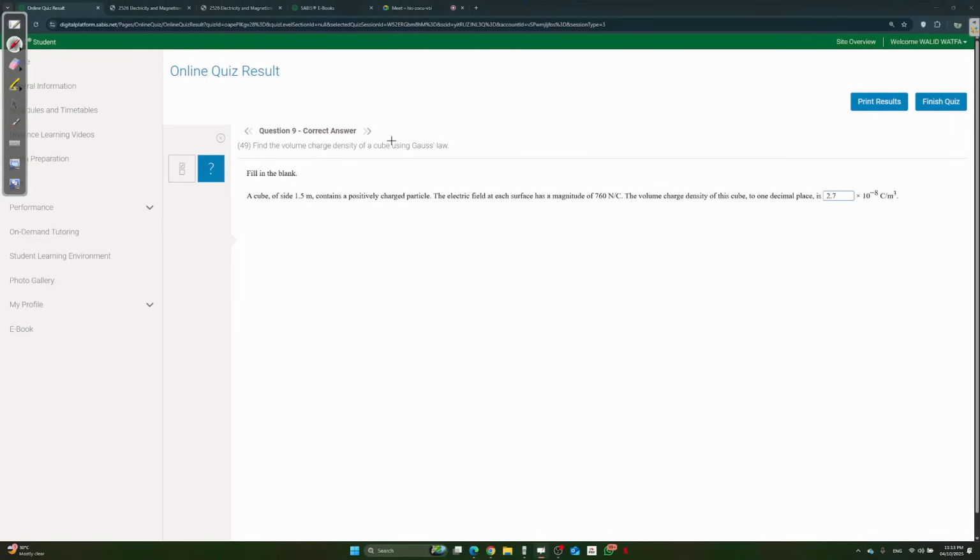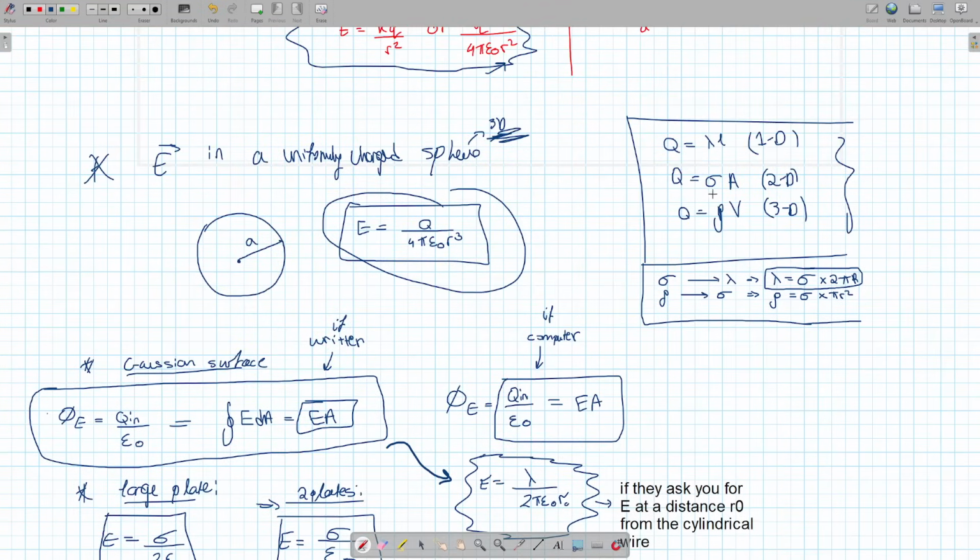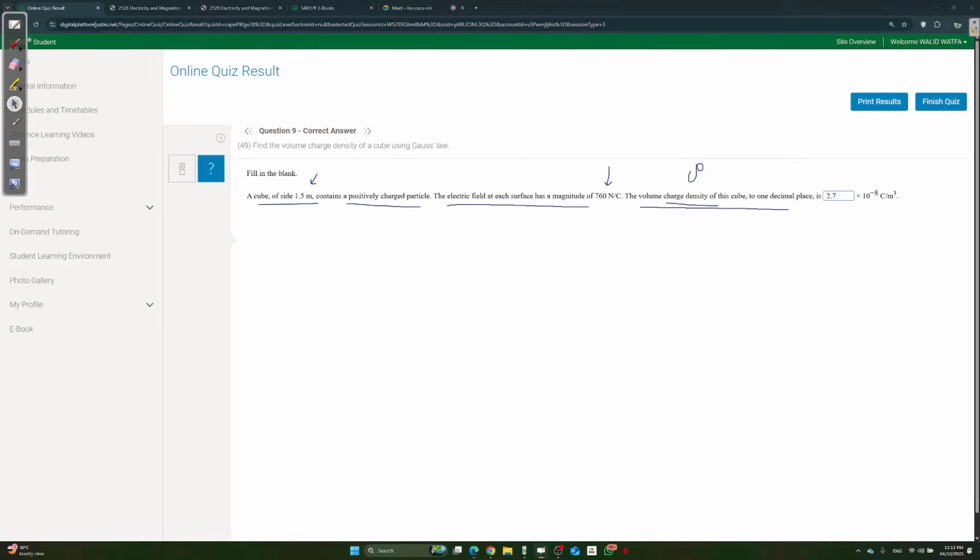Question 9. A cube of side 1.5 contains a positively charged particle. The electric field at each surface has a magnitude of this. The volume charge density is this. Whenever you see volume charge density, you want rho. If you go back here, rho is this formula. Q is equal to rho V. So if you want an expression for rho, it's just going to be Q divided by V. Don't forget, Q is what?